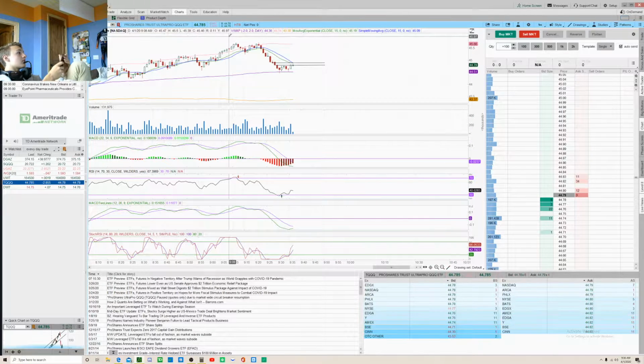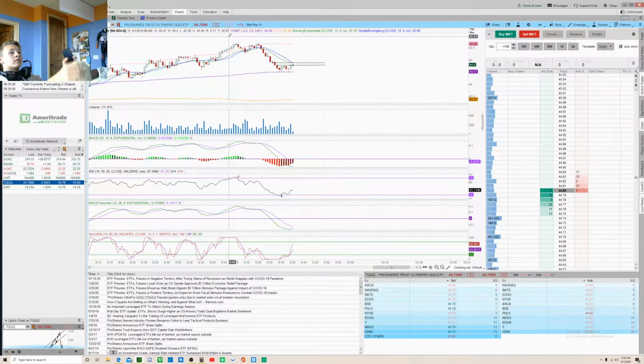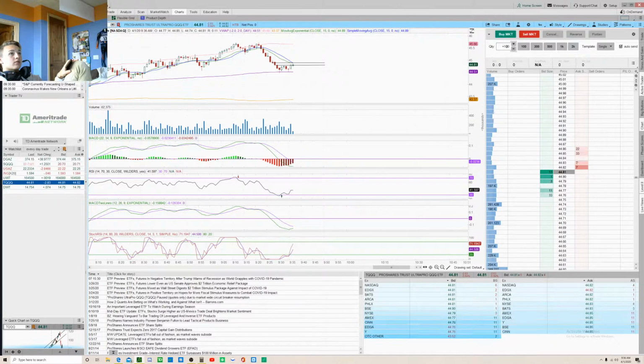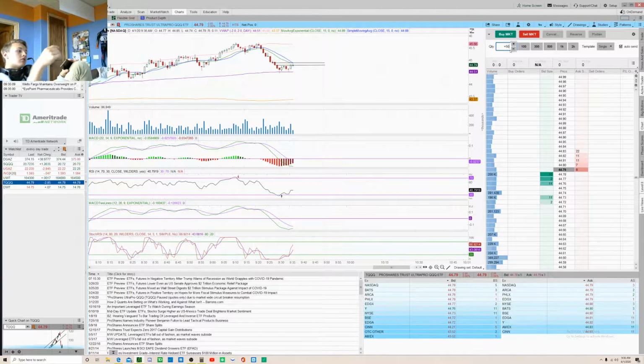How many shares can I buy? $10,000 divided by 227. So divide that by 3. Do it by 50s. So you want your trading to be gradual.